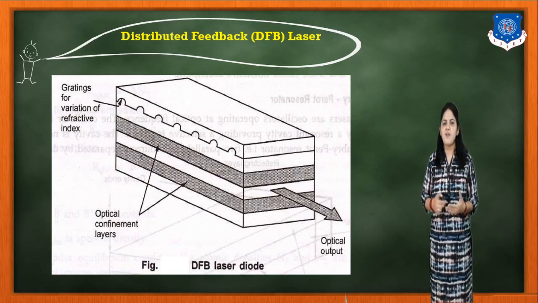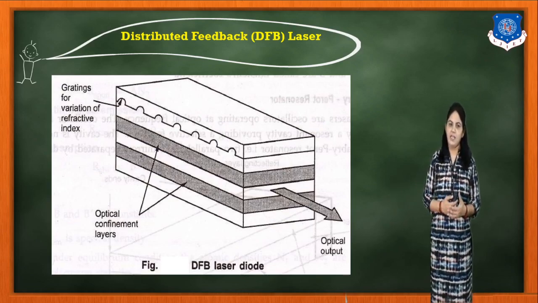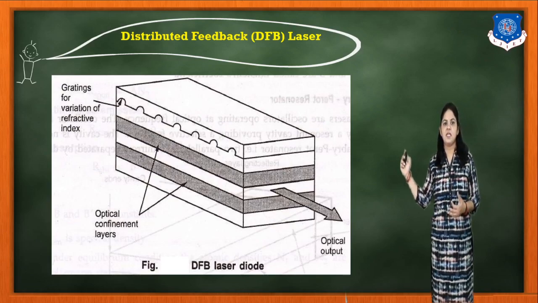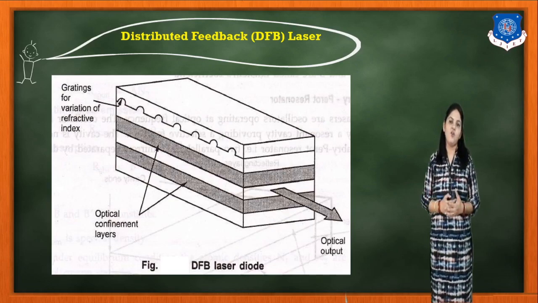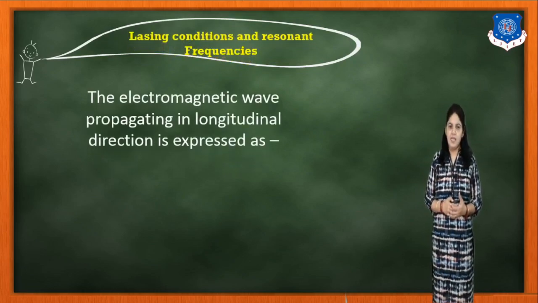Now in this DFB laser, the various confinement layers are there. From in between we are taking the optical output, and here you can see the gratings, the variations of the refractive index. So this is the diagram of the DFB laser.